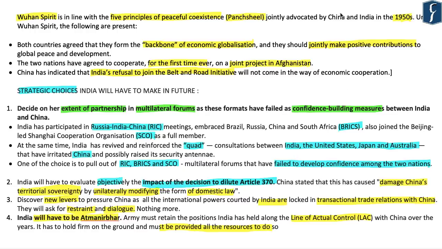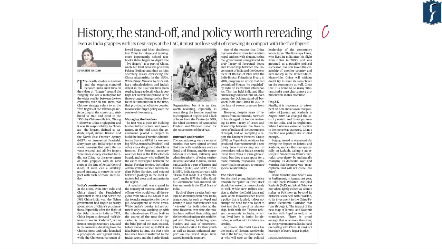Let's take up our next news. Now this article appears on page number 6, titled History, the Standoff and Policy Worth Rereading. This article has been written by Suhasini Haidar in the context of the ongoing standoff between India and China. We have already spoken a lot about the India-China conflict. However, this article today is giving us two new points related to examination.